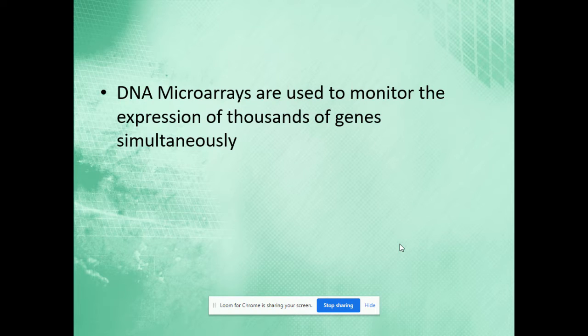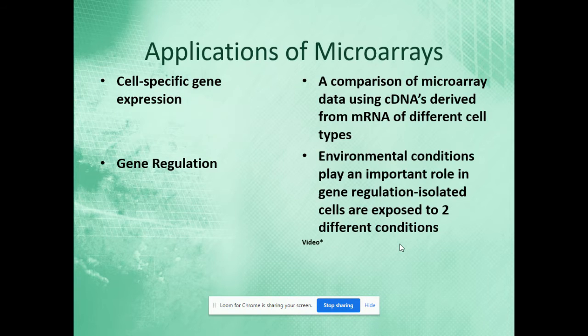Now, a DNA microarray is going to be used to monitor the expression of thousands of genes all at the same time. So applications of microarrays, we have cell-specific gene expression. So we're comparing a microarray using the cDNAs derived from mRNA of different cell types. You can have gene regulation, which is environmental conditions playing a role on gene regulation: cells are isolated, and then they're exposed to two different conditions to see what exactly happens.